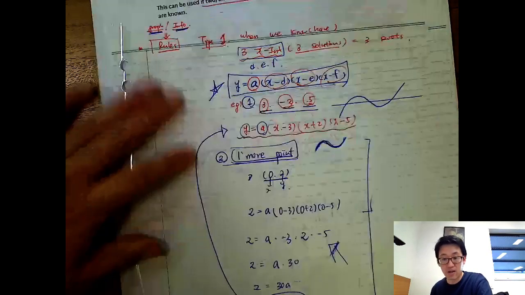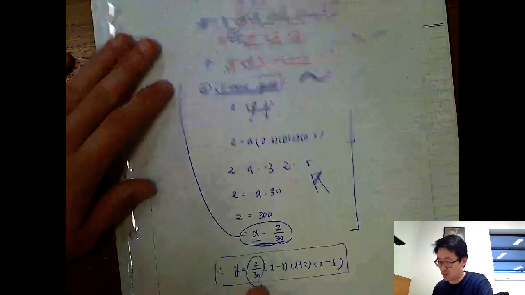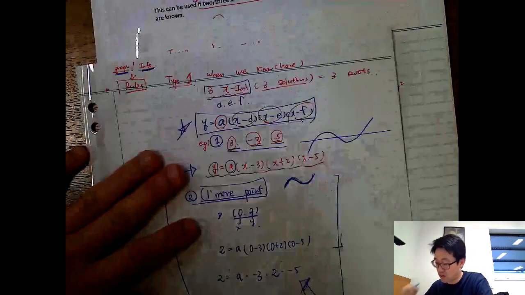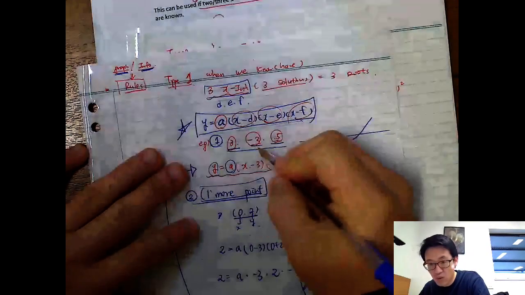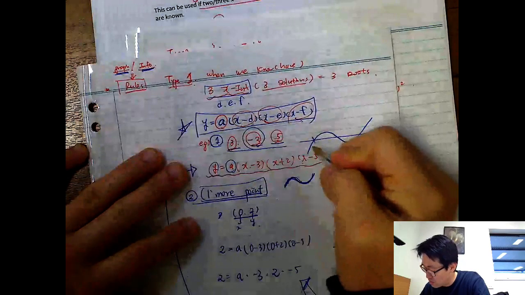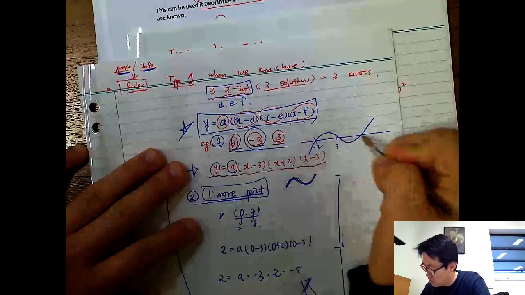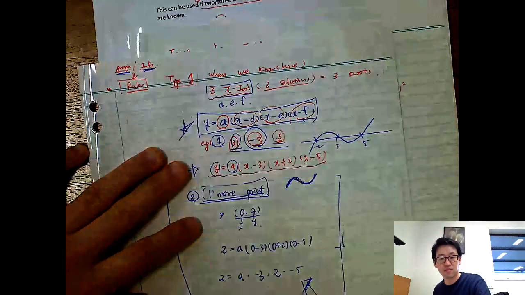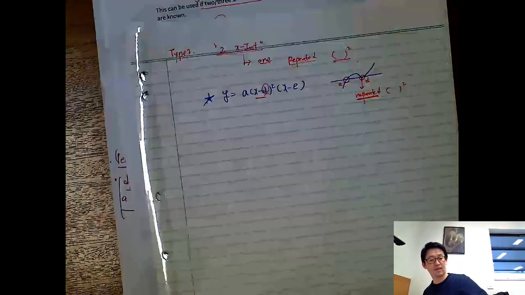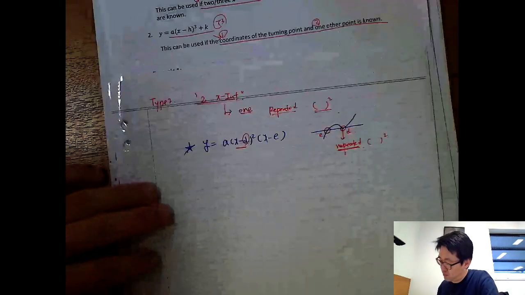We know A is positive now. So I'll draw that. And then the smaller number is minus 2, so it's minus 2, 3, and 5. Can you get that? Okay. Let's continue.